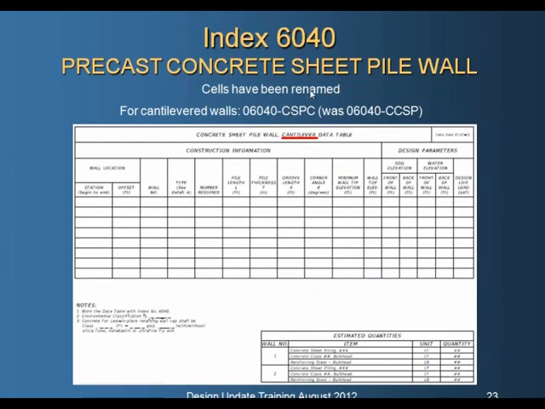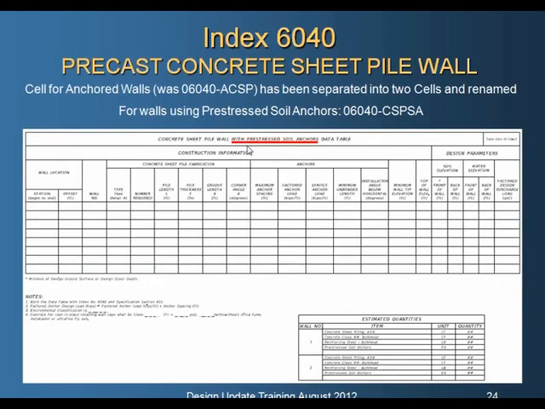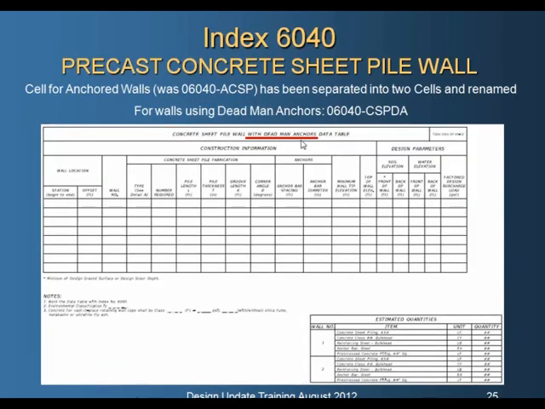All right, index 6040, precast concrete sheet pile walls. All the cells have been renamed for both concrete and sheet pile walls. You can see here the acronym has changed. This is part of the reorganization, due to the fact that we had to separate the anchored sheet pile walls into two categories: pre-stressed soil anchors and deadman anchors. This is due to the difference in processes between the systems and the need for different types of information in the plans.